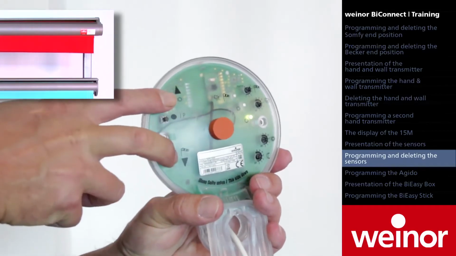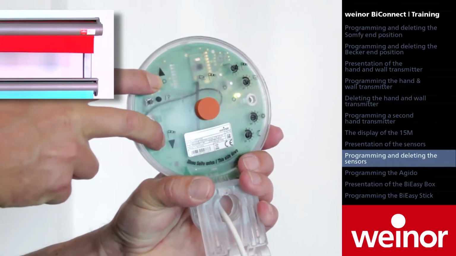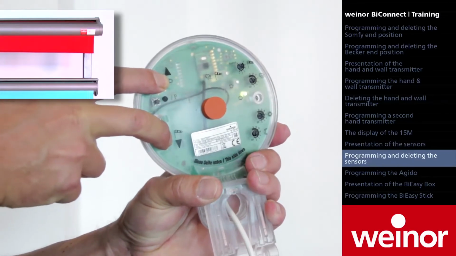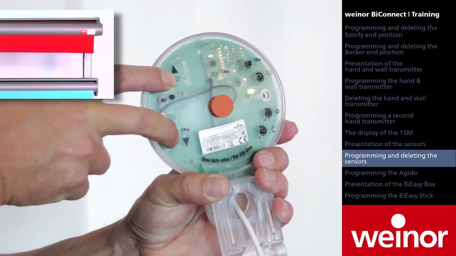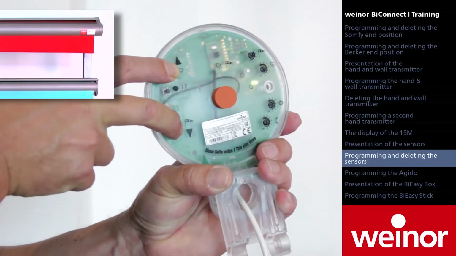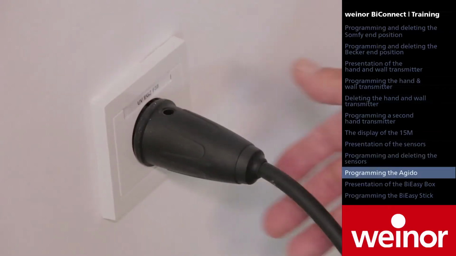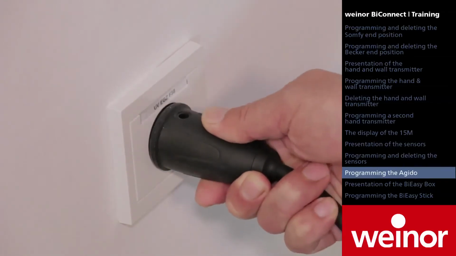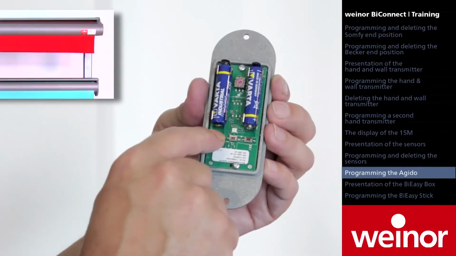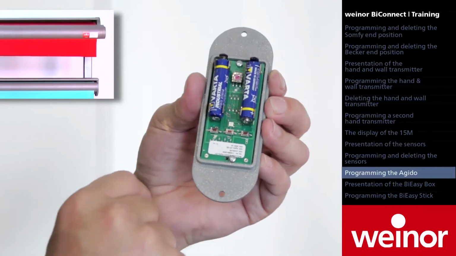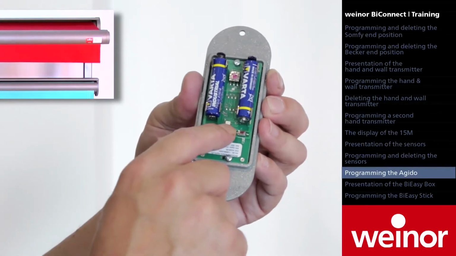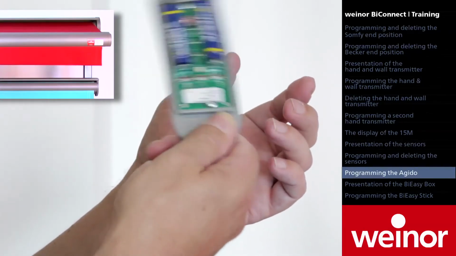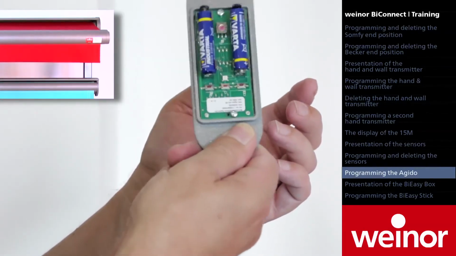To delete the sensors, please press the sun and wind buttons simultaneously for 9 seconds. The sensor has now been deleted. Programming the Agido. Please disconnect the awning briefly from the power supply. The Agido is programmed in the same way as all the other sensors. Test the Agido by shaking it. The awning must now retract.